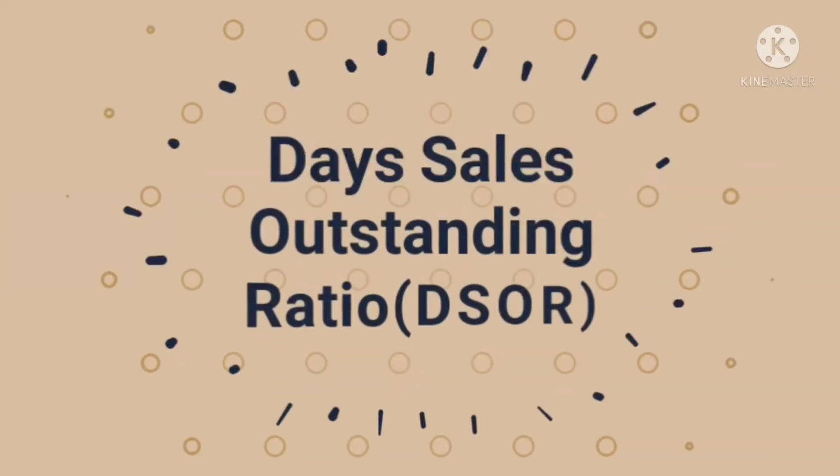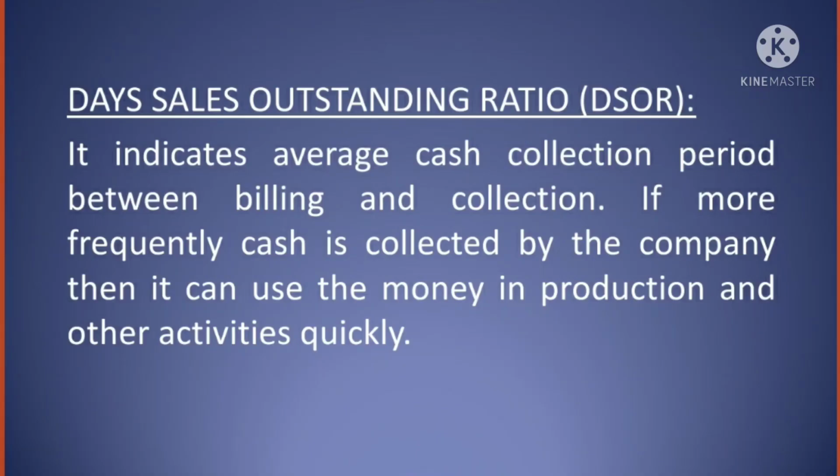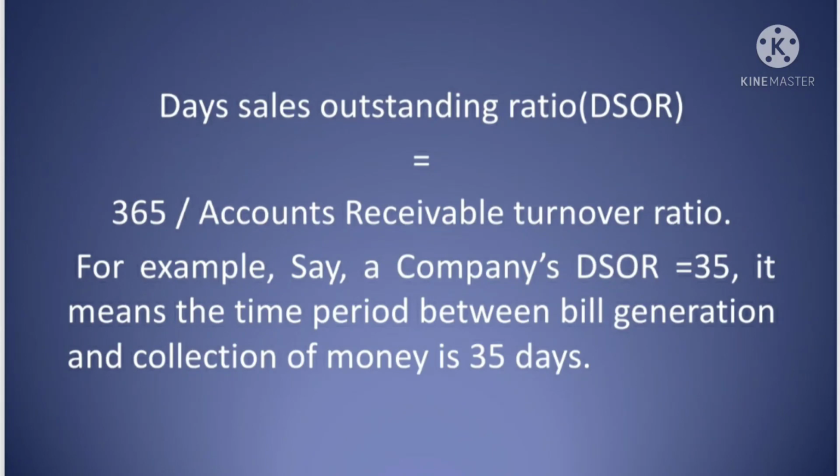The next operating ratio is the days sales outstanding ratio. This ratio indicates the average cash collection period between billing and collection. If cash is collected more frequently by the company, then it can use the money in production and other activities quickly. Days sales outstanding ratio is equal to 365 divided by accounts receivable turnover ratio. For example, say a company's days sales outstanding ratio is equal to 35. It means the time period between bill generation and collection of money is 35 days.